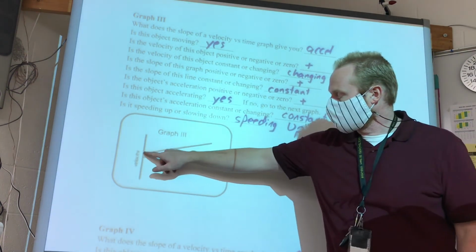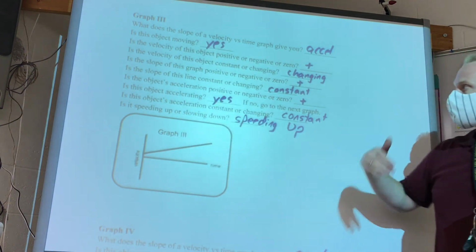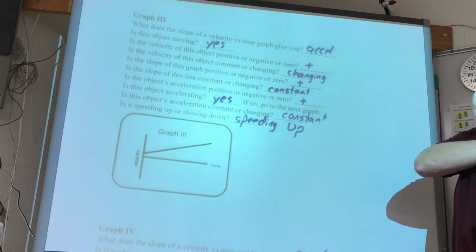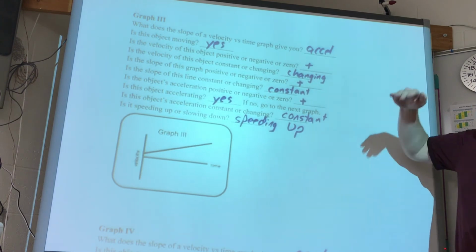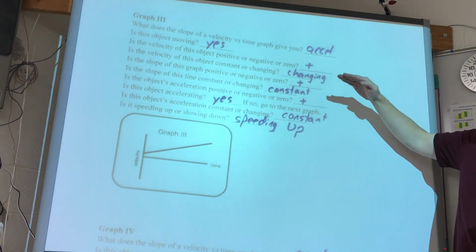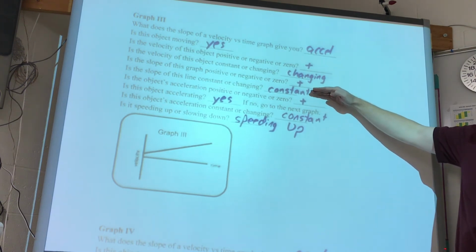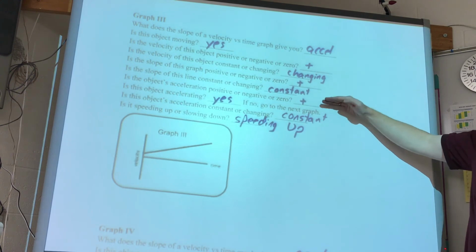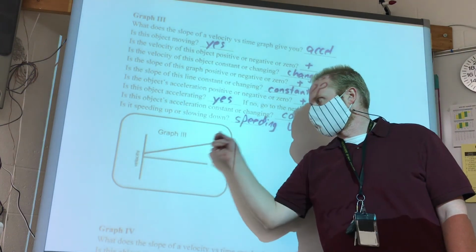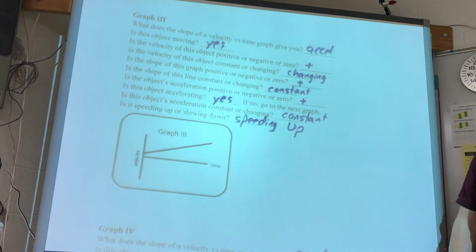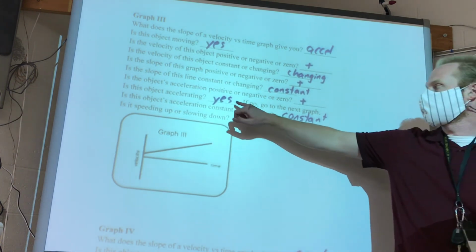Velocity is changing. It's at 1, now it's at 2, now it's at 3, now it's at 4. It's changing. It's not flat. It's not 0. The slope is not 0. The slope is positive, which means it is accelerating and has a positive acceleration. The line is constant. The slope is constant, which means we have constant acceleration. The object's acceleration is positive because the slope is positive, because the slope is the acceleration.